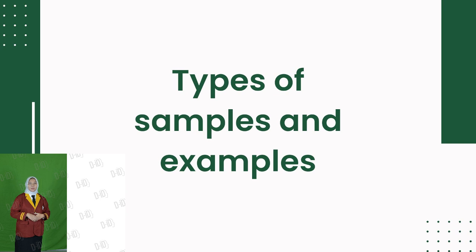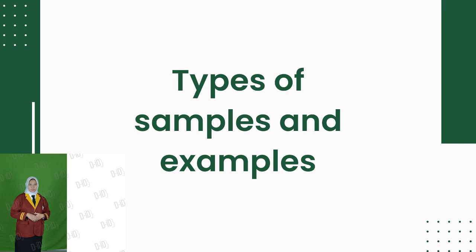7. Quota sampling. Quota sampling is similar to stratified sampling because they both divide the population into groups. But the difference is, in quota sampling you don't take samples randomly, but rather fill quotas based on certain targets. For example, you want to interview 50 respondents, consisting of 25 men and 25 women. So you look for respondents until the quota is met, regardless of whether they were selected randomly or not. This method is fast and easy to use in the field, although it is not as accurate as probability techniques.